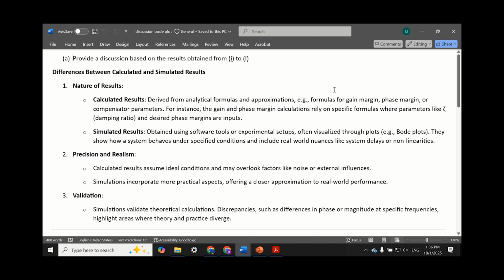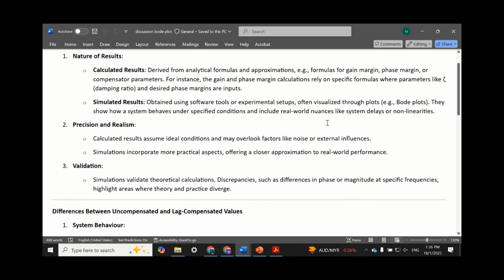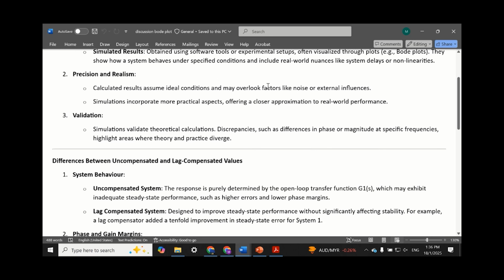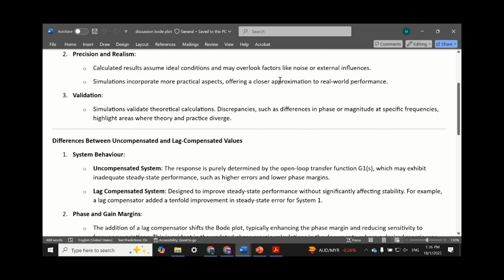Simulated results are obtained using software tools or experimental setups, often visualized through plots. They show how a system behaves under specific conditions and include real-world nuances like system delays or non-linearities. Calculated results assume ideal conditions and may overlook factors like noise or external influences. Simulation incorporates more practical aspects, offering a closer approximation to real-world performance. Simulations validate theoretical calculations. Discrepancies, such as differences in phase or magnitude at specific frequencies, highlight areas where theory and practice diverge.